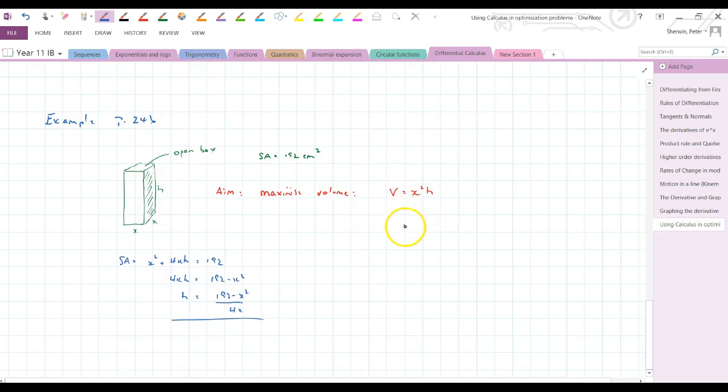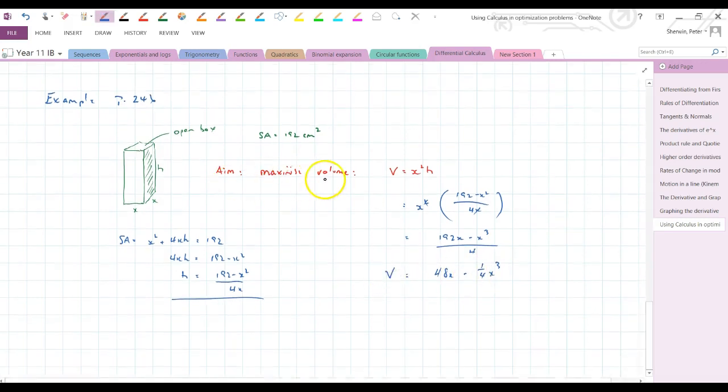That's what we're going to plug in here. So our volume is not going to read x squared h anymore. It's going to read x squared by 192 minus x squared over 4x. We must be able to improve on that. We can remove an x there and an x there. So we'll get 192x minus x cubed over 4, or in fact, to split that up, it's going to look better as 48x minus 1/4 x cubed, just so we've got it in differentiable form. So that's my volume.